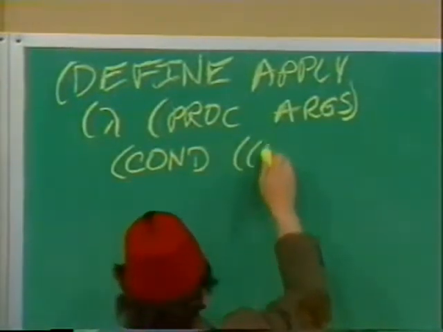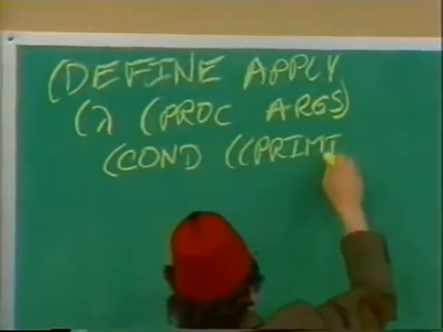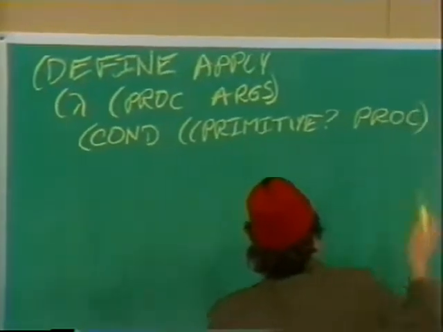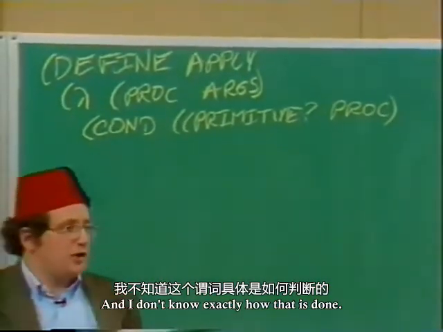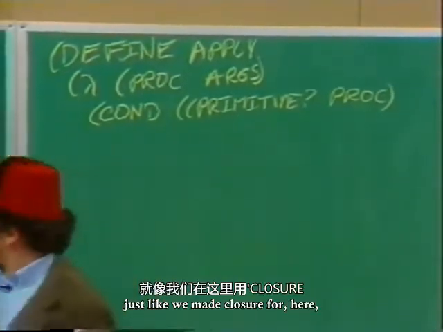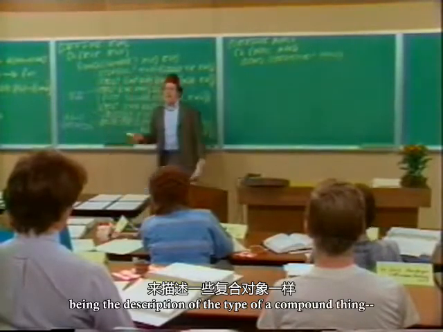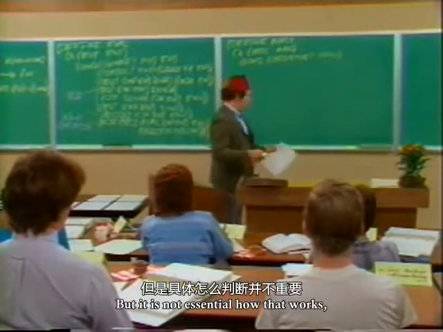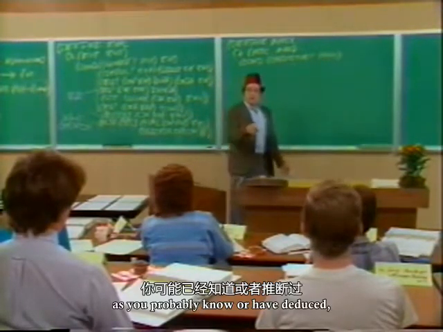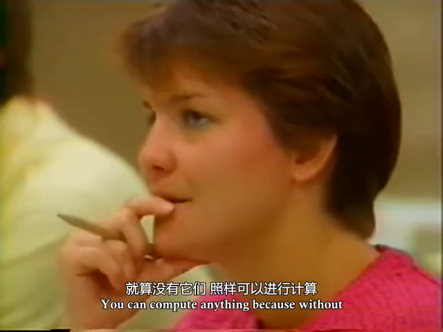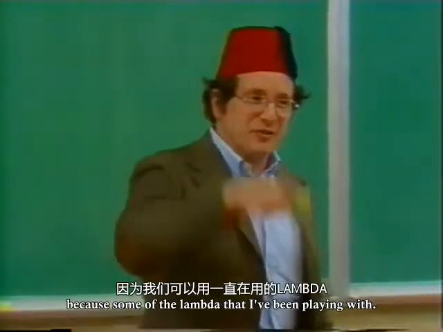Either the procedure is primitive, and I don't know exactly how that is done. It's possible that there's some type information, just like we made closure for here being the description of the type of a compound thing. Probably so. But it's not essential how that works. And in fact, it turns out, as you probably know or have deduced, that you don't need any primitives anyway. You can compute anything without them, because of some of the lambda playing that I've been playing with. But it's nice to have them.